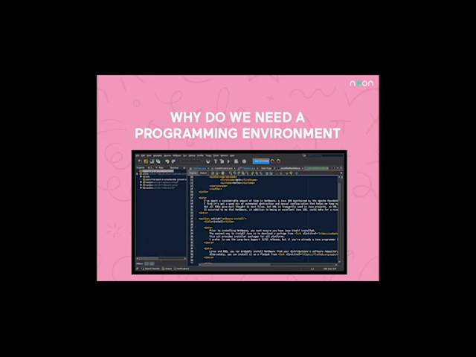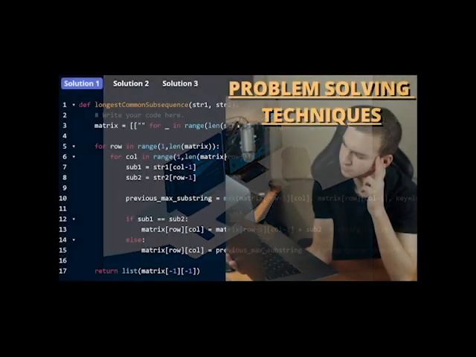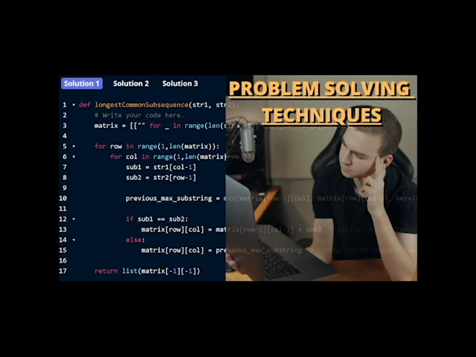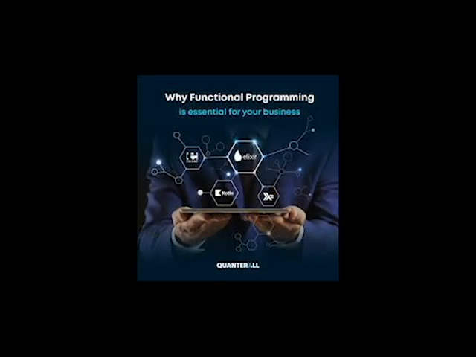Programming is very helpful and useful in our daily life. Through programming, we can solve complex problems. Programming is essential for any business. So you will be wondering, how is it essential for any business? Because through programming, we can solve many business complexities.